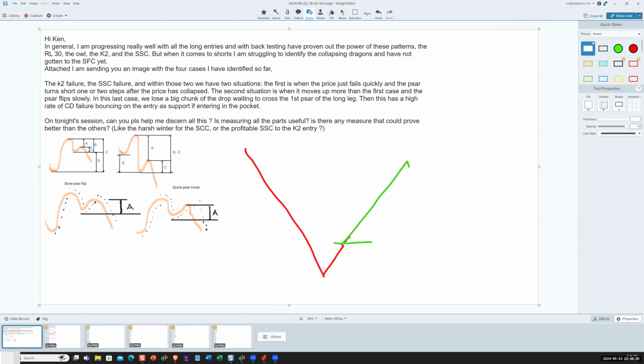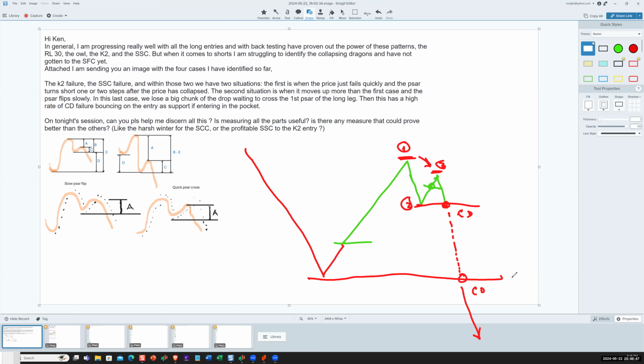gives me one nice SSC, which tries to reverse, but then fails. And now what I have is a high, a lower high. This low right here, we think of that as a 1, 2, 3. If this is a lower high, then this support, when it breaks, now gives me a collapsing dragon to here. And then if this breaks, I get a second collapsing dragon for the big move.